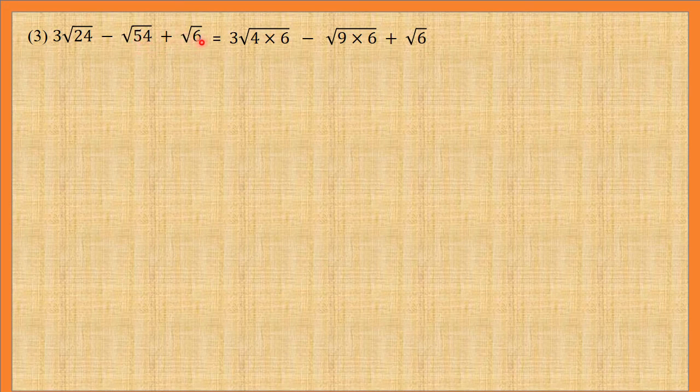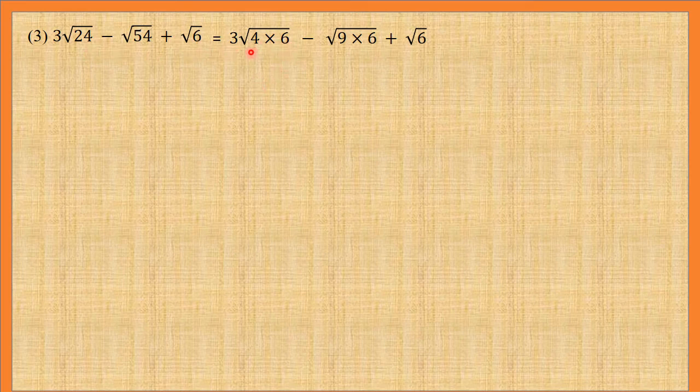54 divided by 6 gives us 9, and 9 is a perfect square. That is, 9 times 6 gives us 54. Then 24 divided by 6 gives us 4, and 4 is a perfect square. So 24 will be written as 4 times 6.